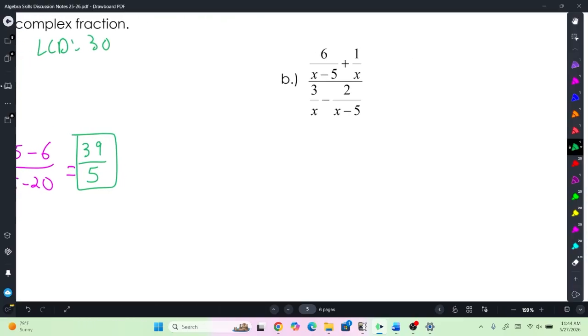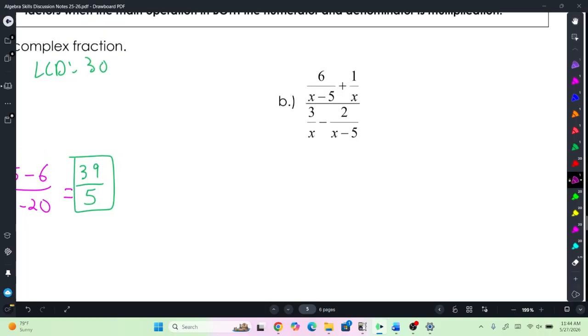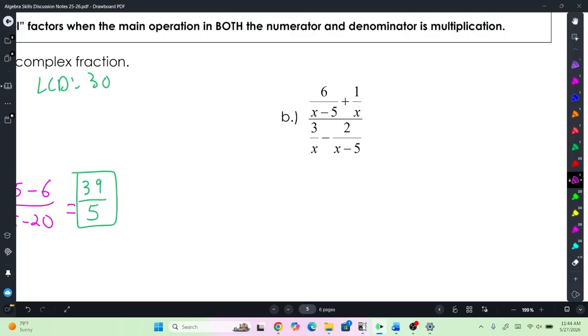Now you may notice in letter B that instead of numbers we have algebraic expressions, or x's, in the denominator. So the LCD here is not going to be x minus 5. You may be thinking, well, this one has an x, this one has an x minus 5, this one has an x, so I just need to do minus 5 there. We can't just add stuff to a denominator to make them common. We have to multiply. So the LCD for this problem is actually x times x minus 5.